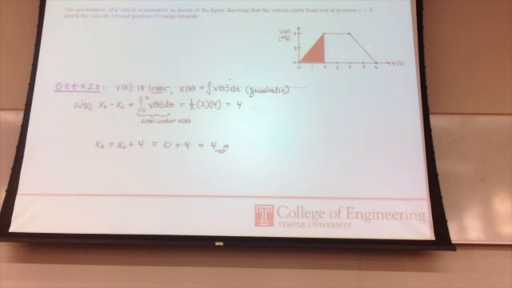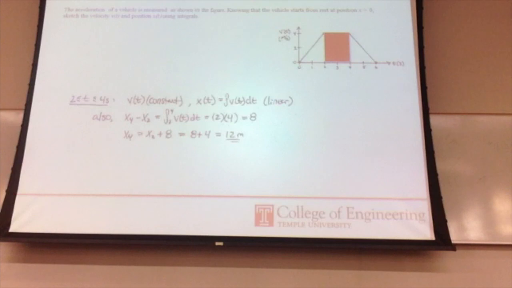For the next 2 seconds, the velocity is constant at 4 meters per second. So the area under this curve is 4 meters per second times the time differential, which is 2 seconds, which becomes 8. And the change in the position is equal to 8 meters. The initial position, you started with x2 right here. You were starting at 4 meters. By the time you get to x4, you're 8 meters further down the road, so now the position is 12 meters. And that position is changing linearly.